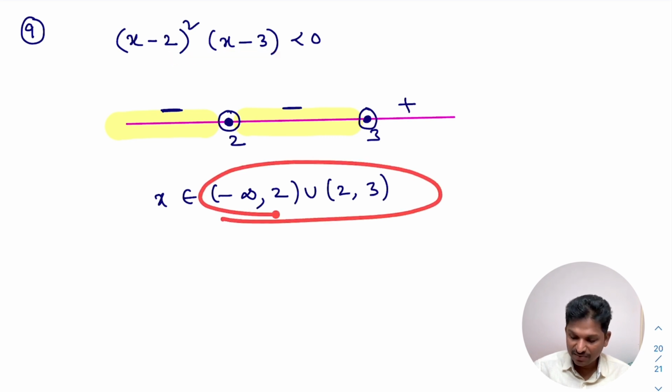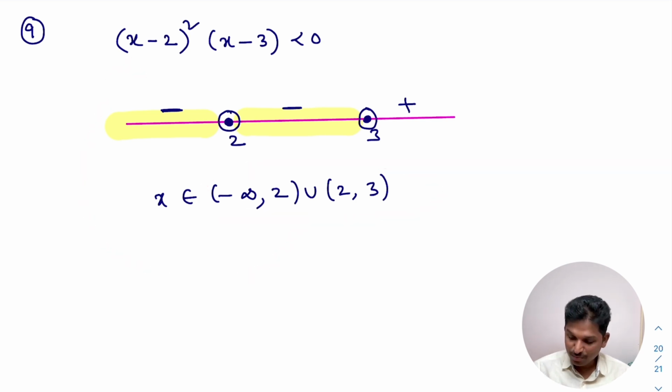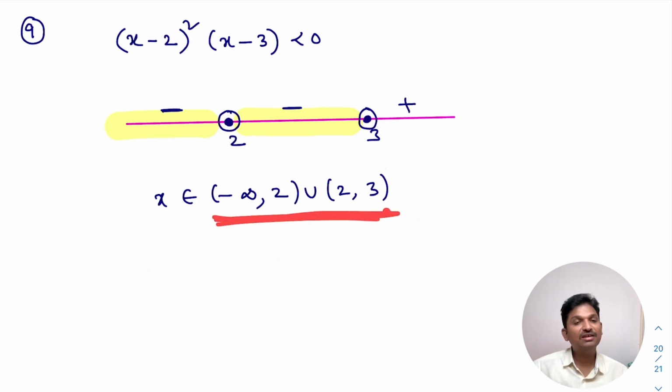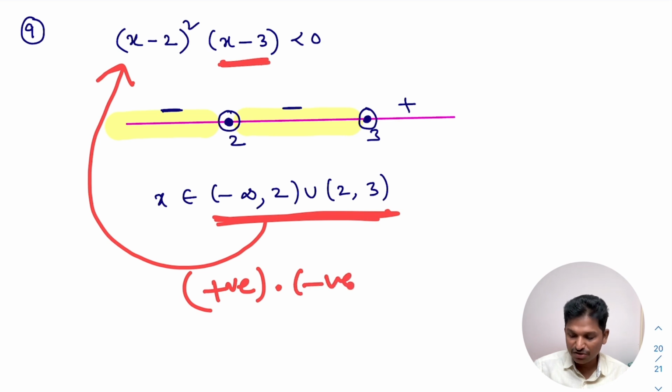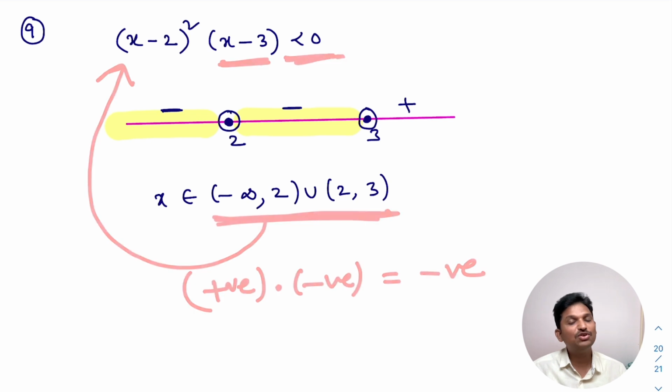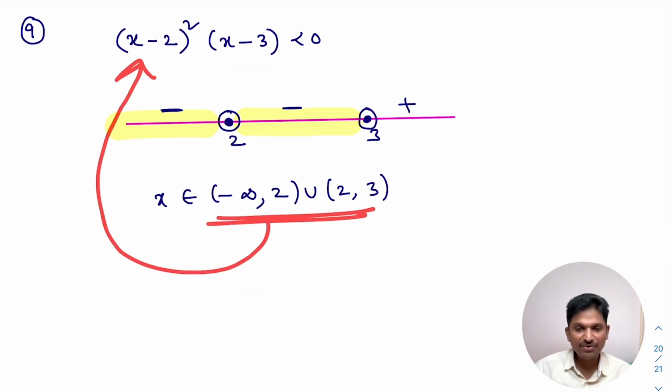If we take any x value in this interval and substitute in this, it 100% satisfies. If you have any doubt, you can check. For example, 0 is in this interval. Substitute 0 here. 0 minus 2 whole square is positive, correct? Into 0 minus 3, which is negative. Positive into negative is negative. See here, less than 0, satisfying. 0 satisfies. Like that, so many values are there in this interval. All the values satisfy this inequality.